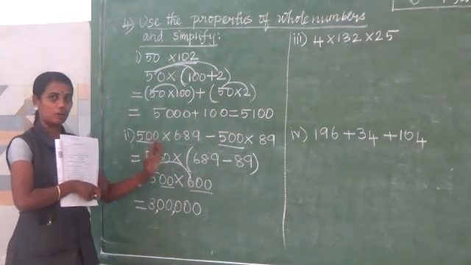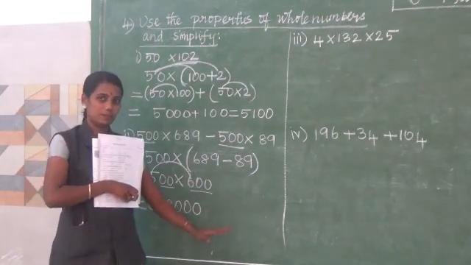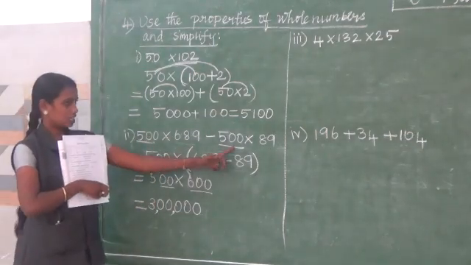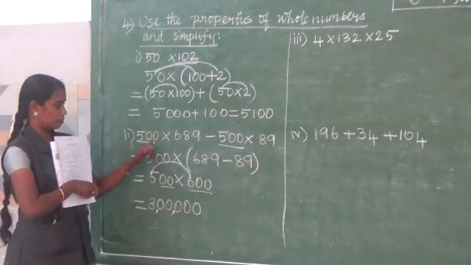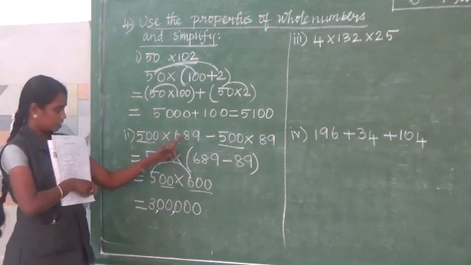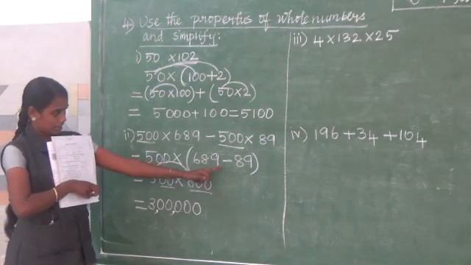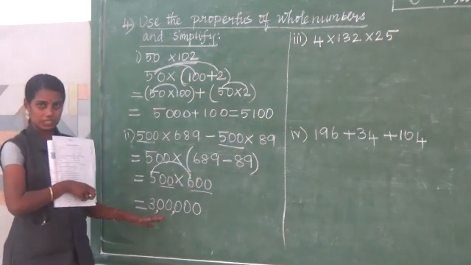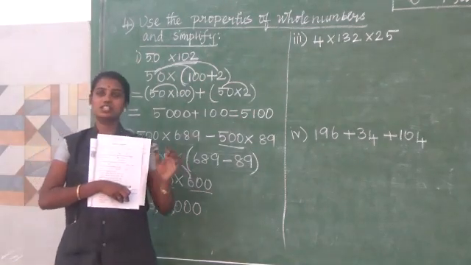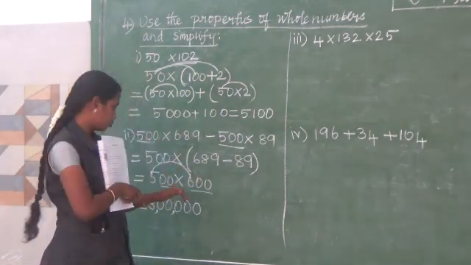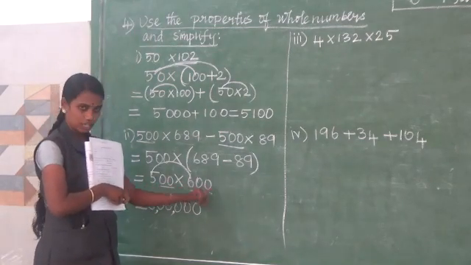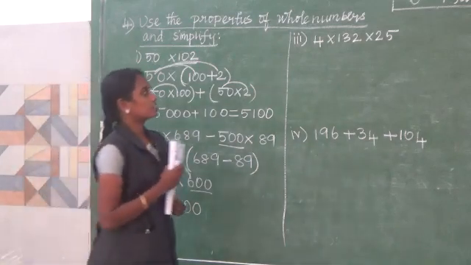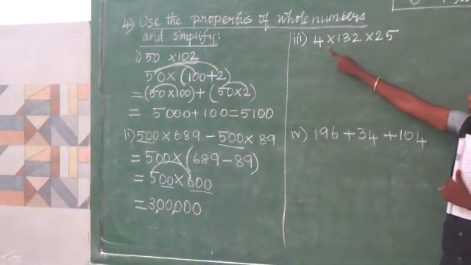This property will not always be satisfied. Sometimes, based on the numbers, it satisfies the property. Here 500 is common, so I took 500 as common. Remaining numbers 689 minus 89. Subtract the numbers, 600. Then go for the multiplication. When you go for the multiplication, see the ending zeros. Count the ending zeros. Here 2 zeros, here 2 zeros, so 4 zeros. Then multiply 5 sixes are 30.